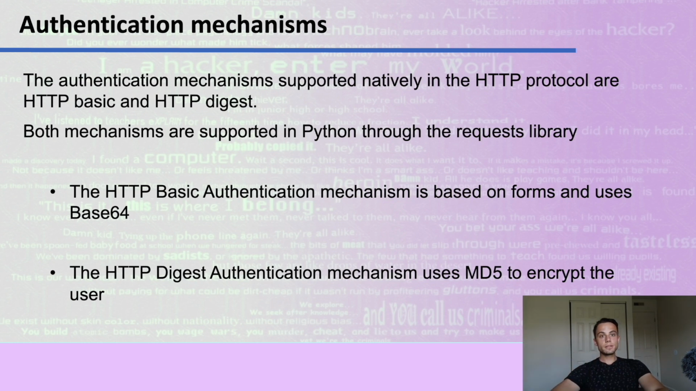The other HTTP mechanism for authentication is the HTTP digest mechanism, and this mechanism uses MD5 encryption protocols to encrypt the user details. With Python, it is actually very easy to access authentication modules, and you can do this usually with the requests library, and from there you can access both the basic and the digest authentication algorithms. So let's first talk about the basic authentication.